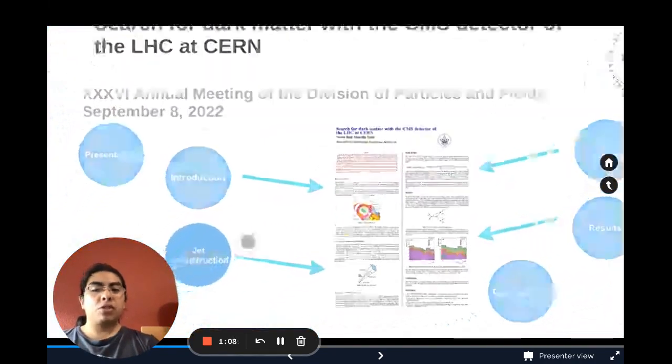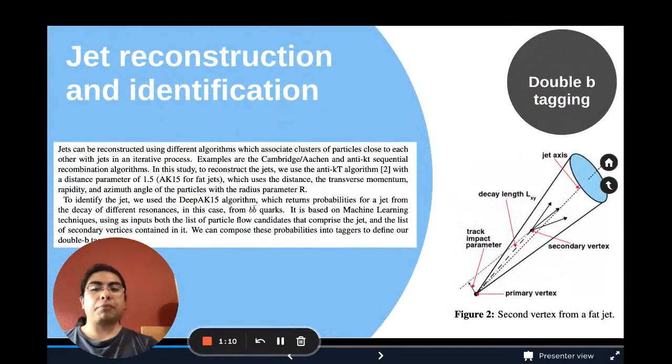For jet reconstruction and identification, the hadronic calorimeter, made of scintillators and copper layers, is crucial because it can measure the energy and direction of the jets. However, due to the length of the hadronic calorimeter, it's necessary to use the rest of the subdetectors. These jets can be reconstructed using different algorithms. Examples are the Cambridge/Aachen and anti-kT sequential algorithms.